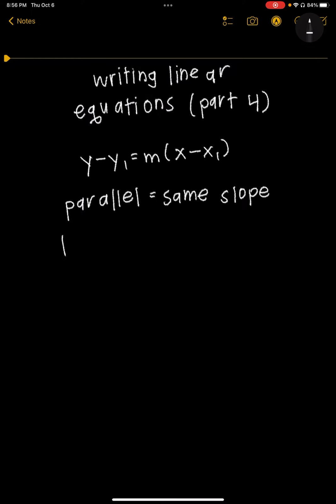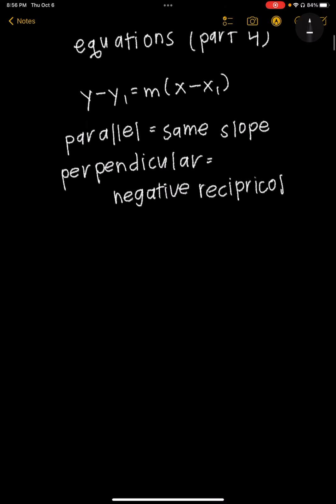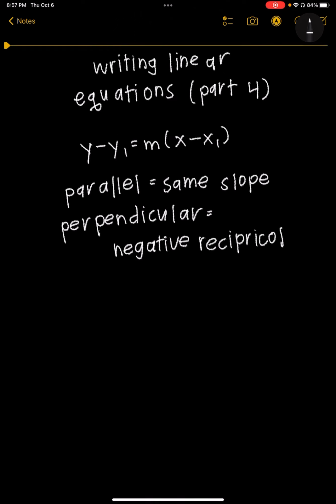And if I say that it's perpendicular, that is negative reciprocal slopes. So negative reciprocals are basically if I take a fraction, I flip it over so that the top becomes the bottom and the bottom becomes the top, and I make it negative, or I flip-flop the signs. So let's just go over some examples.